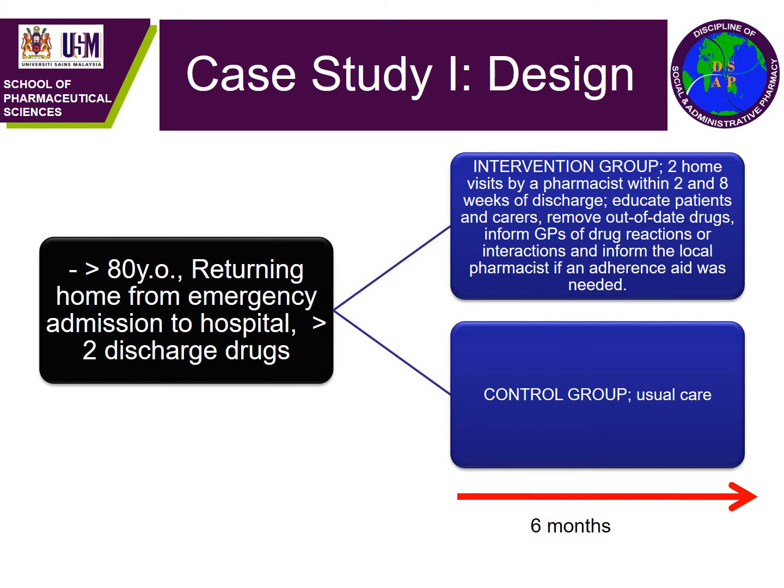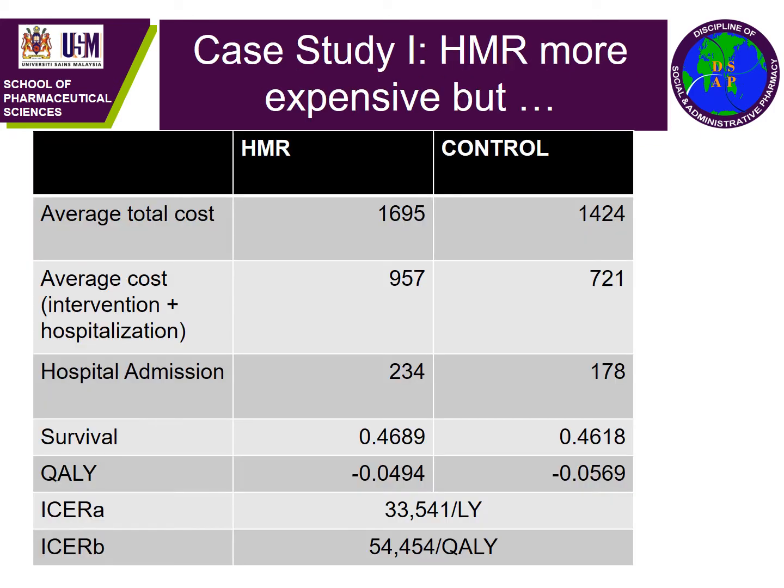The study followed the patients for 6 months to observe the outcomes. What they found is that the average total cost for the intervention, the home-based medication review, is £1,695 compared to the average cost without this home-based medication review, which is £1,424.